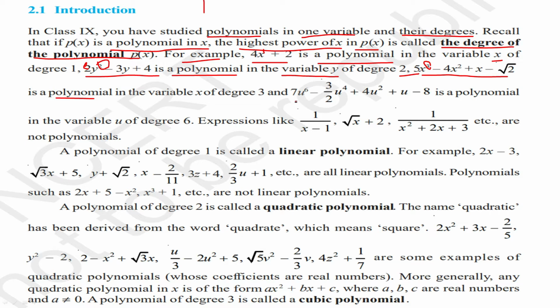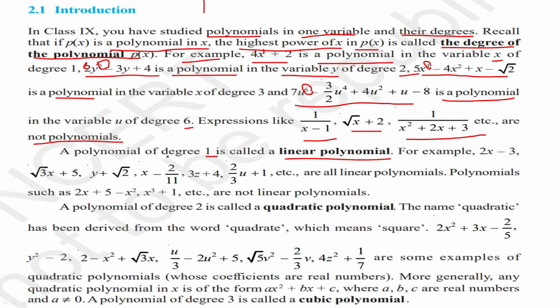Another example, 7u⁶ - (3/2)u⁴ + 4u² + u - 8 is a polynomial. The variable u has degree 6, so here you can find the degree 6. Expressions like 1/x - 1, √2, and 1/x² + 2x + 3 are not polynomials. A polynomial of degree 1 is called a linear polynomial.